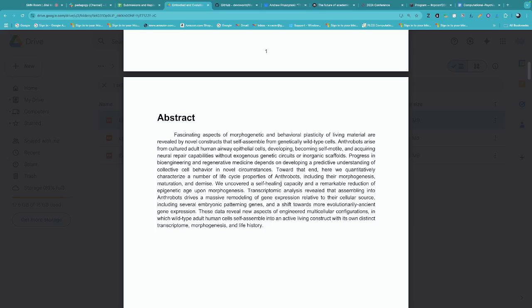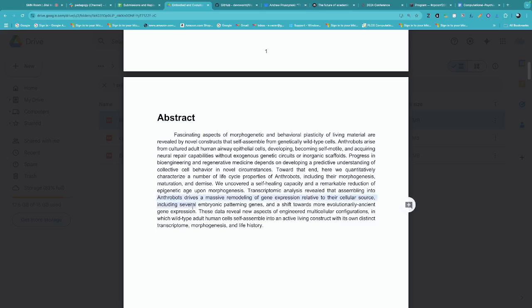We uncover a self-healing capacity and a remarkable reduction of epigenetic age upon morphogenesis. Transcriptomic analysis revealed that assembling into Anthrobots drives a massive remodeling of gene expression relative to their cellular source, including several embryonic patterning genes, and a shift towards more evolutionarily ancient gene expression.